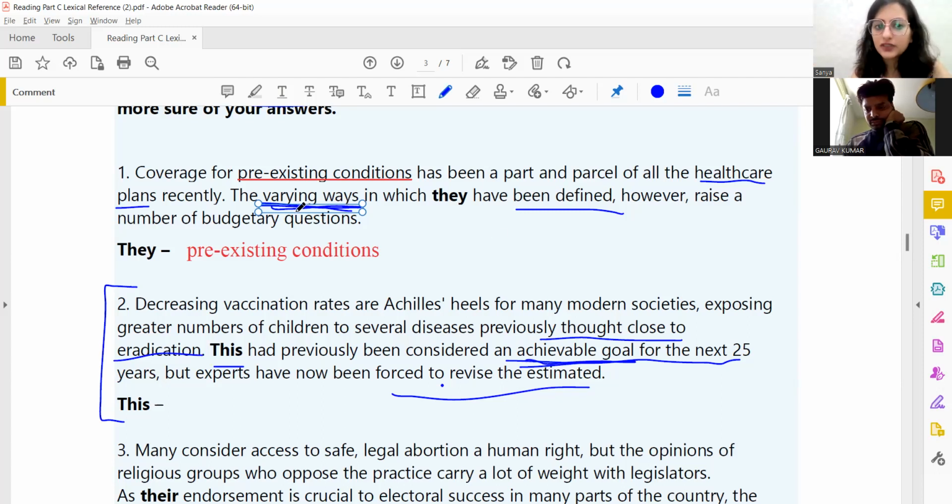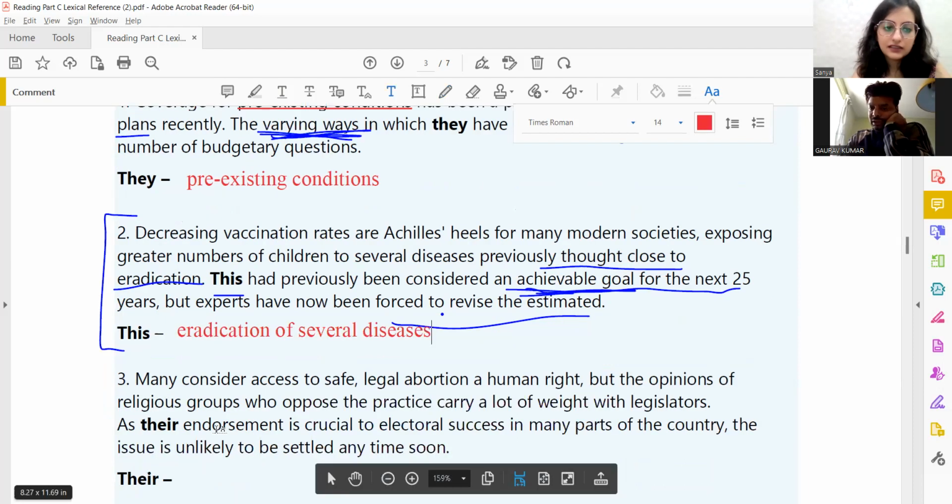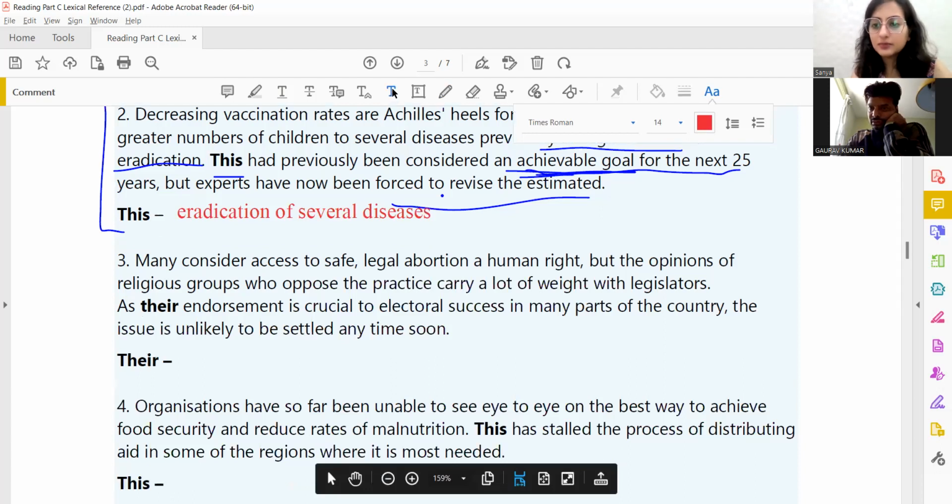Just like in the previous one, we were looking at what can be varied. So it can't be plans. So what is an achievable goal? Vaccination rates, decreasing rates, that can never be the goal if they're going down. So that's another reason why that can't be correct. So I will just write the answer here as well: eradication of several diseases. Let's look at the next one. So the same things we applied in the previous two, apply them here as well.